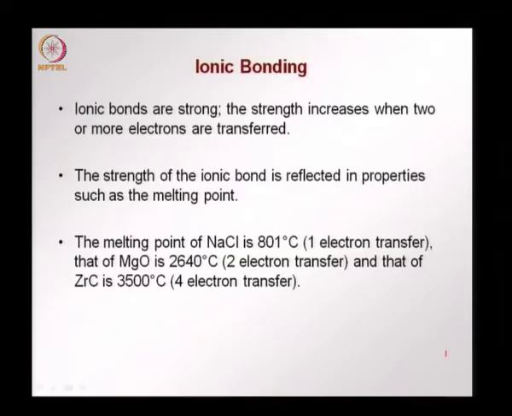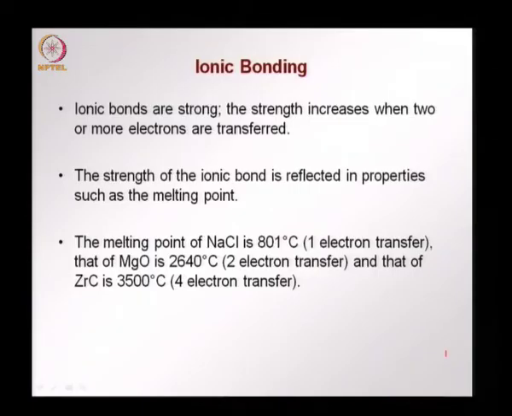Now, as we said initially, the ionic bond is a strong bond, and the strength of the bond increases when more electrons are transferred from one atom to the other. The strength of the ionic bond increases when 2 or more electrons are transferred, and this strength of the ionic bond is reflected in the properties such as the melting point.